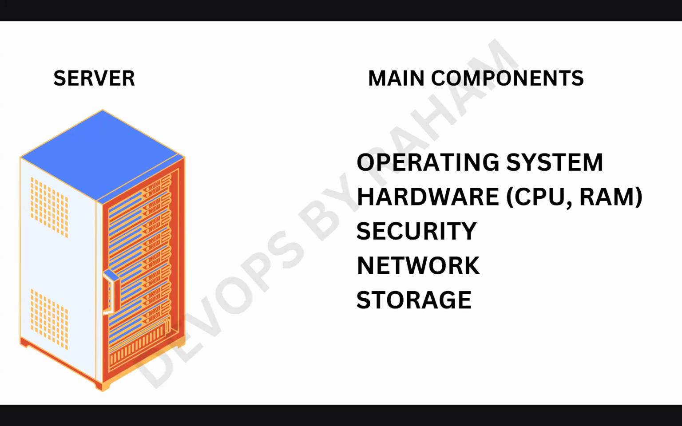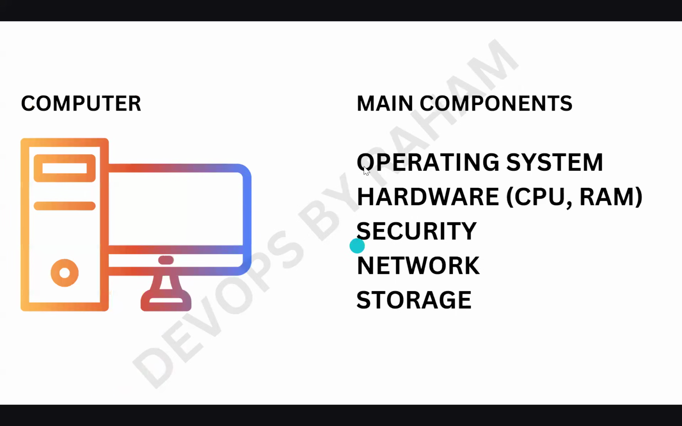First of all, for every server you take, whether you are working with an AWS server, Azure server, or GCP server, for every server, what is the major component? OS is very, very important. Hardware is very, very important. Security is very, very important. Network is very, very important. And finally, storage. Without all of the 5 components, we cannot create a server. I repeat again: to create a server, the major components are OS, hardware, security, networking and storage.